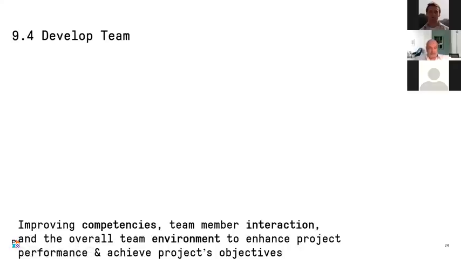Process 9.4, which is the develop team. So we had estimated the team we want, we had acquired the team that we need, and now it's time to develop our team.